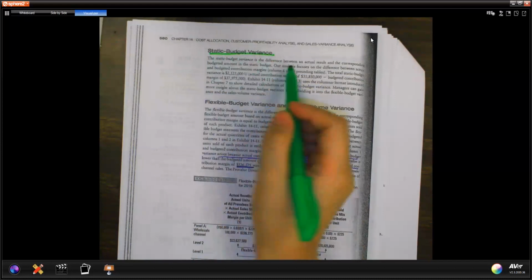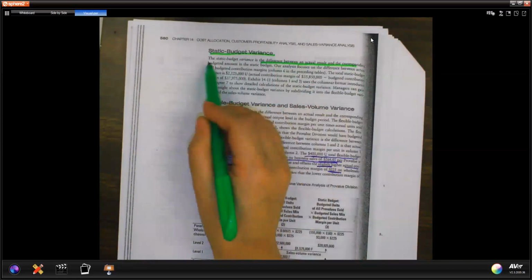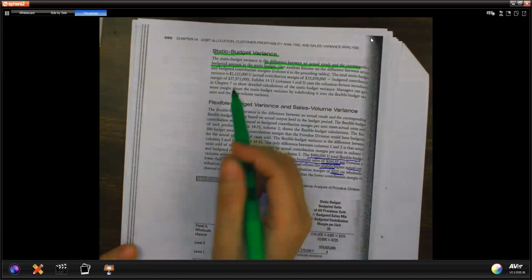So the static budget variance basically tells you the difference between the actual and the static budget. We really cannot know much from it. As I said, I will put notes, but basically the static budget variance just tells us that, on average or overall, our actual performance is better or worse than our budget. That's all. And then we have a flexible budget variance and a sales volume variance.